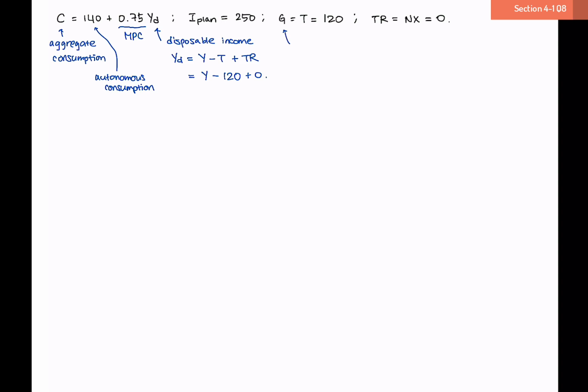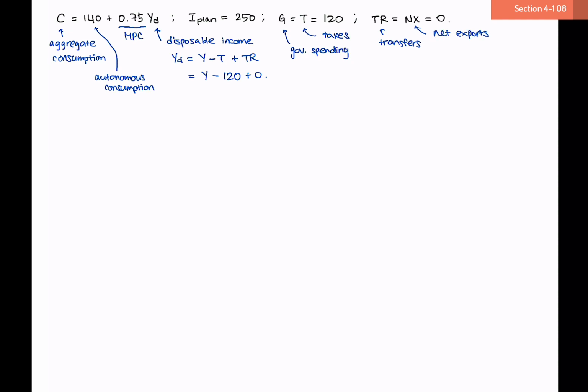We also have government going through their government spending. They also receive taxes. Both are 120. And we have 0 transfers and also 0 net exports. And if you recall, net exports was equal to exports minus imports.